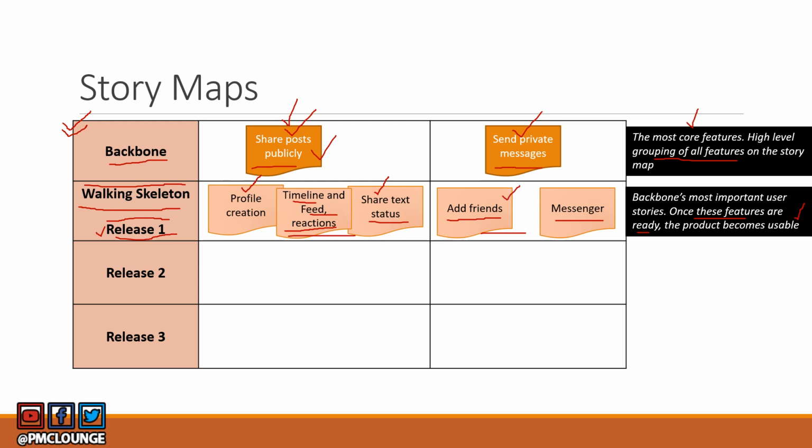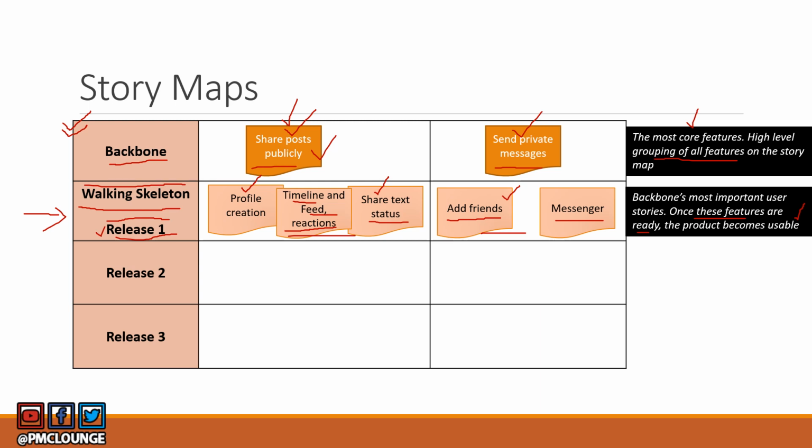So these five in row two make up the backbone, the most important features of the backbone, right? There are two core features in the backbone. And when you talk about walking skeleton or release one, you have five features that basically, when you deliver them, you are delivering a usable product to the customer.